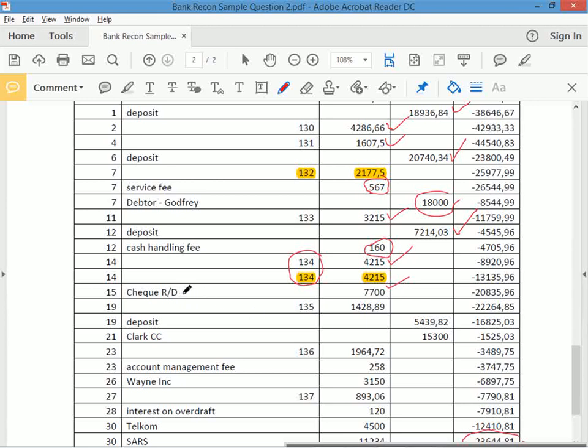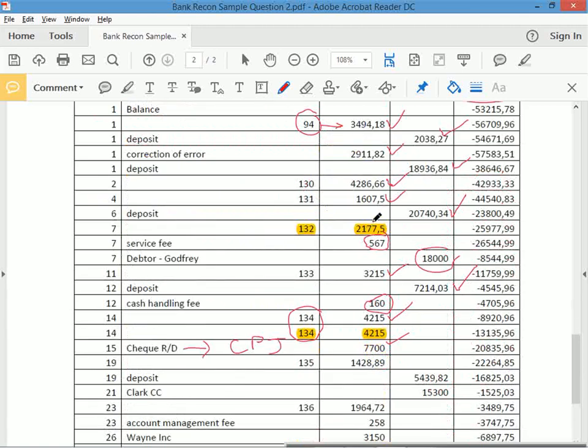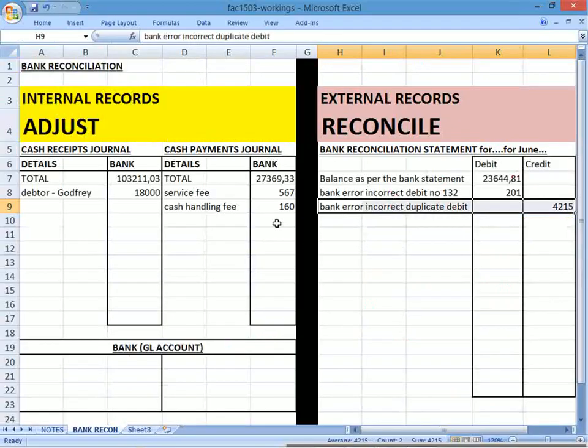So dishonored checks always go to the cash payments journal. Why? Because you're reversing out a receipt that you would have captured previously. Okay, so check RD, 7,700. There might have been a note about that. Yes, there was. Here it is. Point number 4. A check received from a debtor marked as returned to drawer, meaning there's a mistake on the check. It's wrong. It never went through. So a dishonored check, if you just want to study it, always goes through to the cash payments journal. 7,700 goes here.